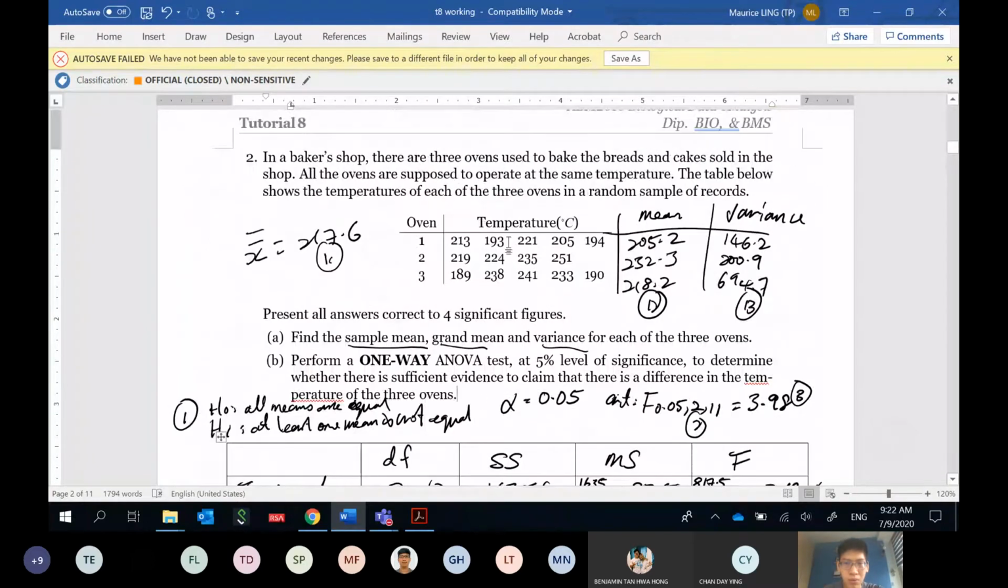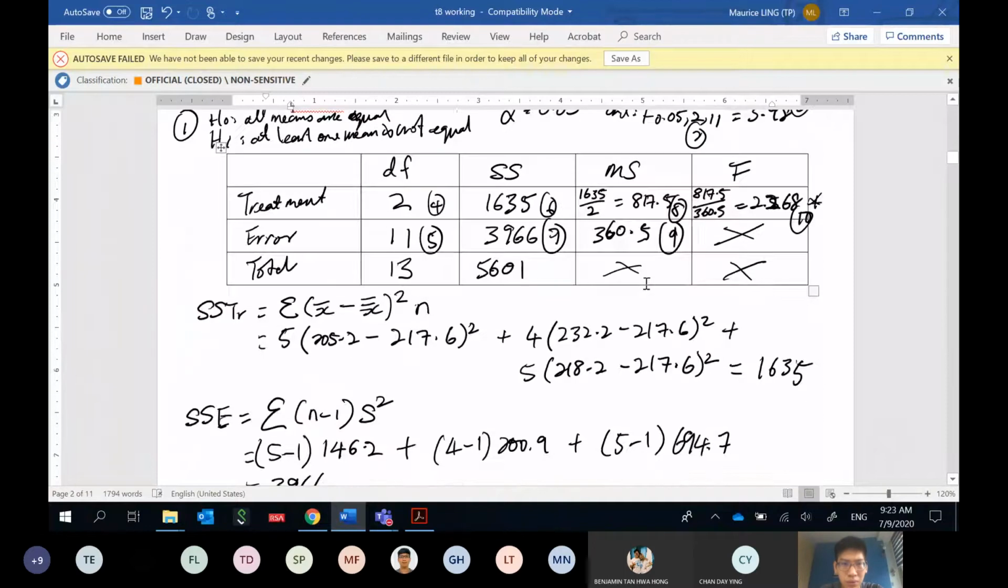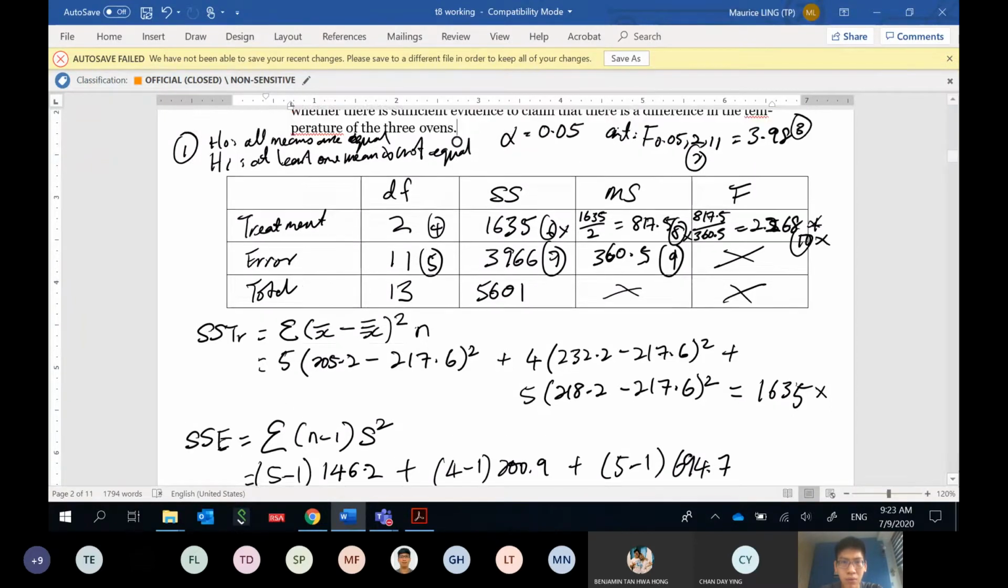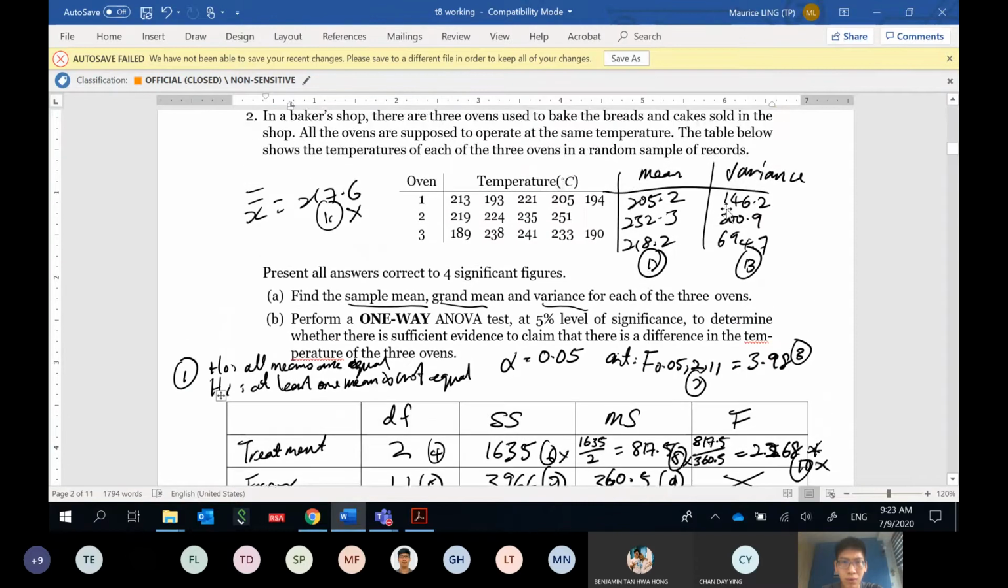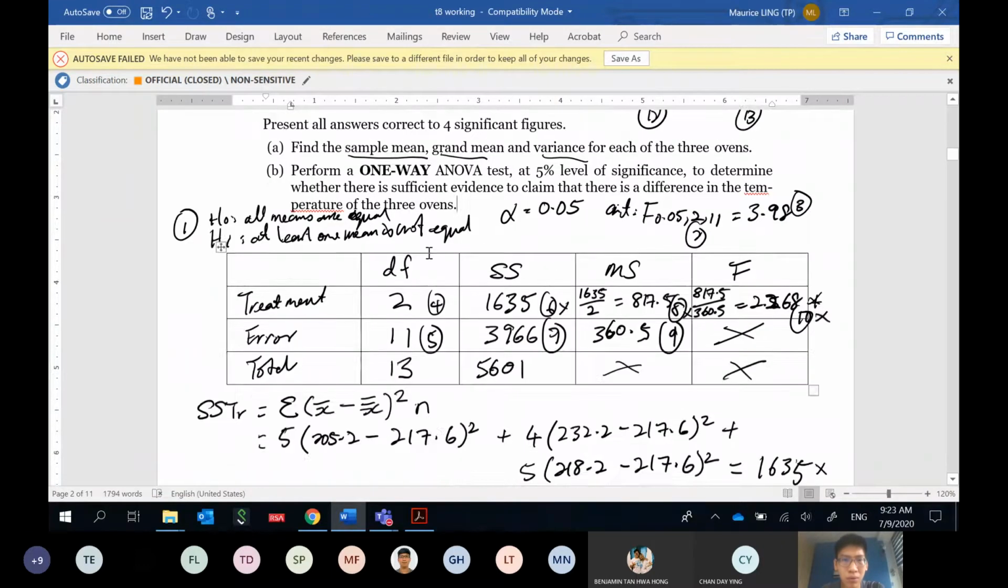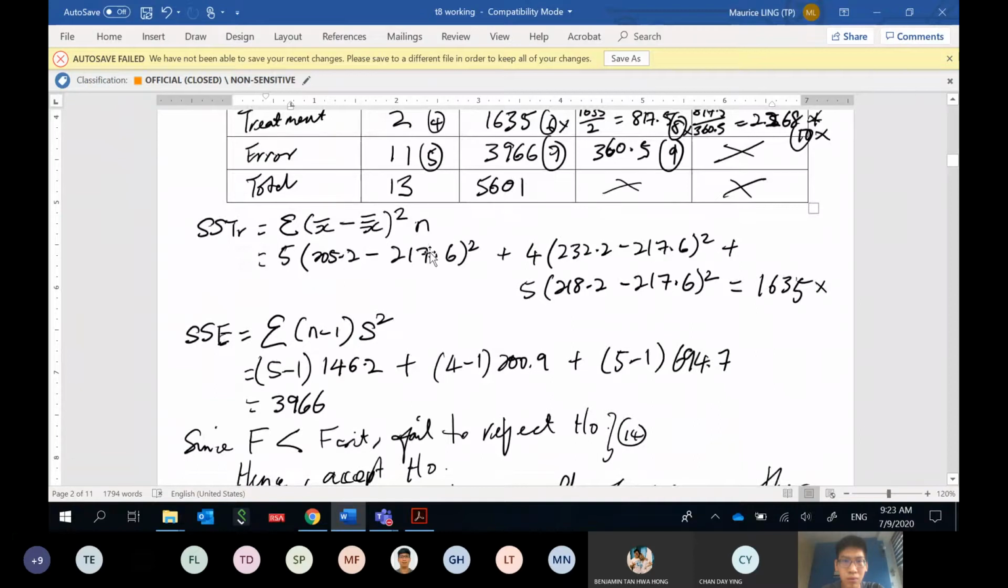Now remember, if your grand mean is wrong, then automatically this whole equation will be wrong, correct? If this equation is wrong, this equation is wrong, and this equation is wrong. So it's very critical, so don't mess up. But on a computer, it's not easy to mess up. ANOVA is mechanical. There's a lot of calculation, but it is not difficult to do. It's just tedious.